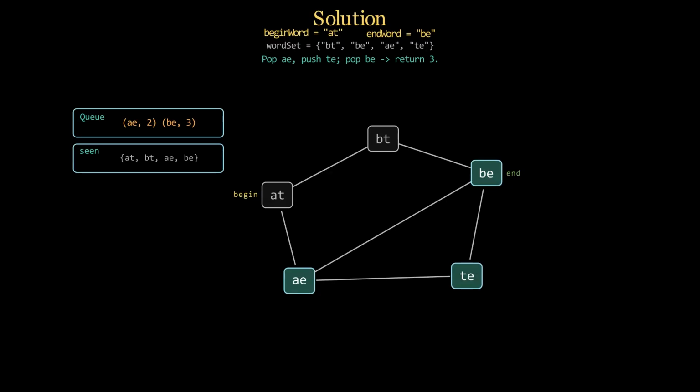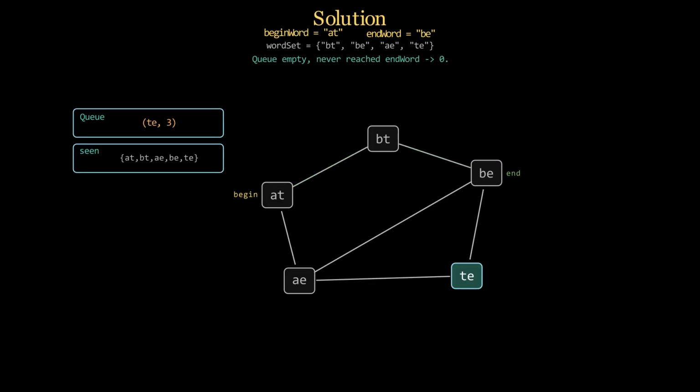Dequeue AE. The queue now starts with B. Enqueue TE at distance 3 from AE, and add TE to seen when it is enqueued. Dequeue B. It matches end word B, return distance 3. Shortest chain: at, BT, B.